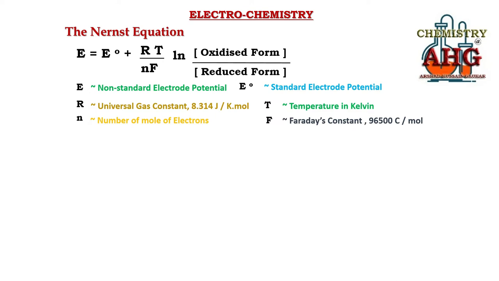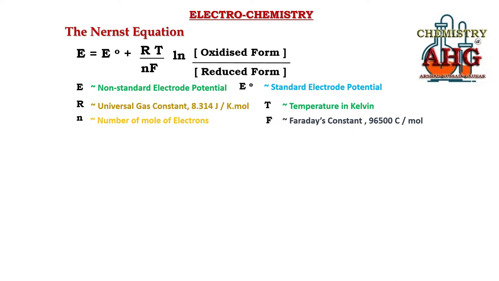What is oxidized form? Whenever you have been given an element in two different oxidation states, the higher oxidation state is known as oxidized form, and the lower oxidation state is known as reduced form. For example, if you have been given a half cell containing Fe3 plus and Fe2 plus, Fe3 plus is the oxidized form and Fe2 plus is the reduced form.